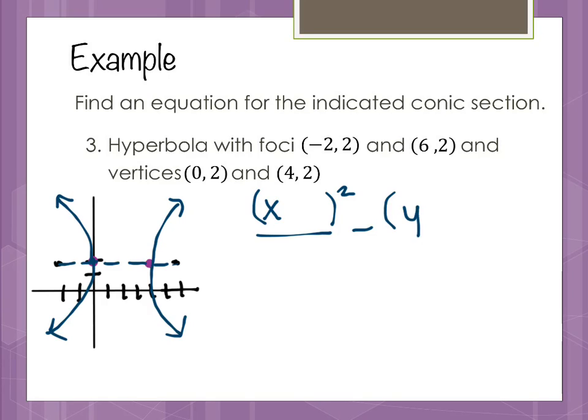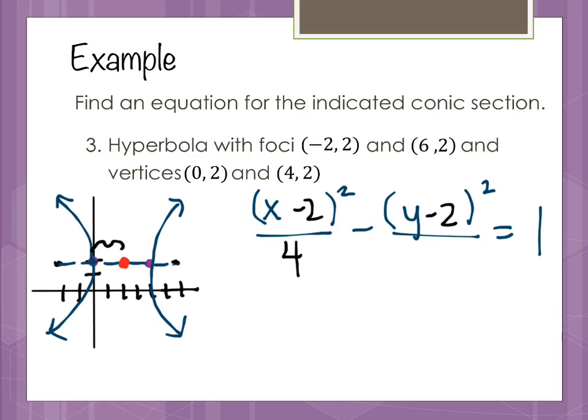It is subtraction because I'm not doing an ellipse, I'm doing a hyperbola. All right, I need to know the center. I haven't marked it yet, but do you know what it is? It's 2, 2. Right here, halfway in between my vertices, and halfway in between my foci, it's 2, 2. So I've got this 2 here and this 2 here. The value that goes underneath the x is the distance from the center to a vertex, which is 2, which squares to 4. So a squared is 4.